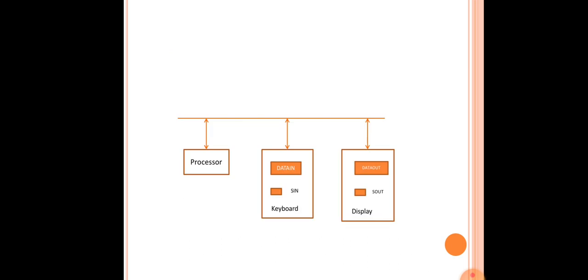For example, here you can see a processor, a keyboard and a display. The data buffer associated with keyboard is data in and it is having a status flag SIN, and in the display unit you can see the data buffer data out and status flag SOUT. When a character is entered at the keyboard, that character is stored in the data buffer data in and the status flag SIN is set to 1.